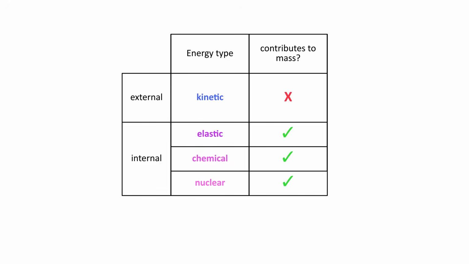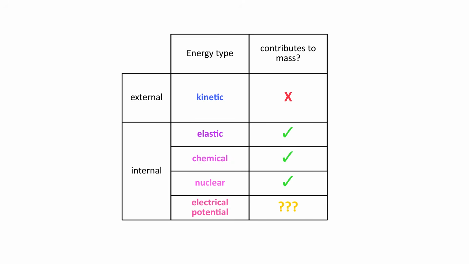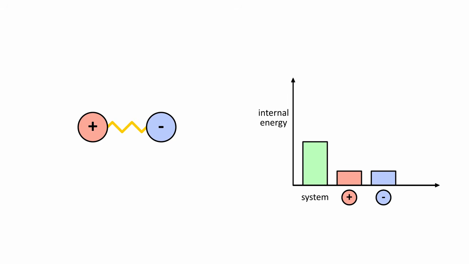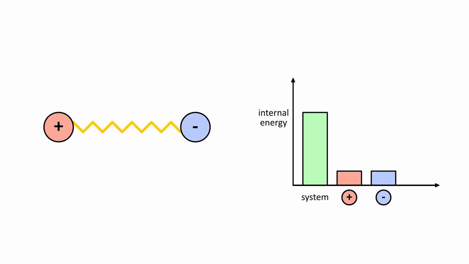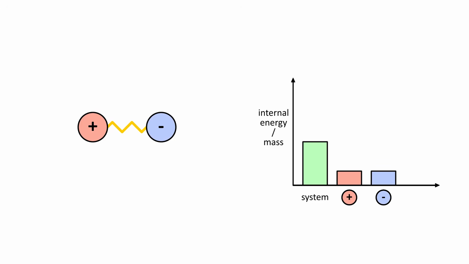But what about more exotic forms like electrical potential energy? Well, imagine a system of two opposite charged particles 1 unit apart. If you double the distance between them, it increases the electrical potential energy of the system. This energy doesn't exactly make either particle heavier, but it does make the system heavier. That's because it's stored in the electromagnetic field itself.